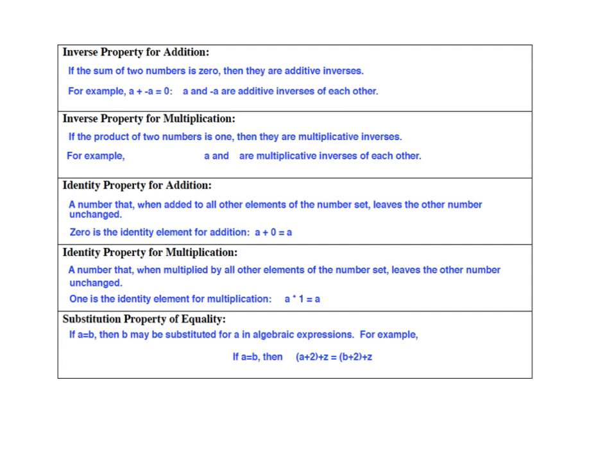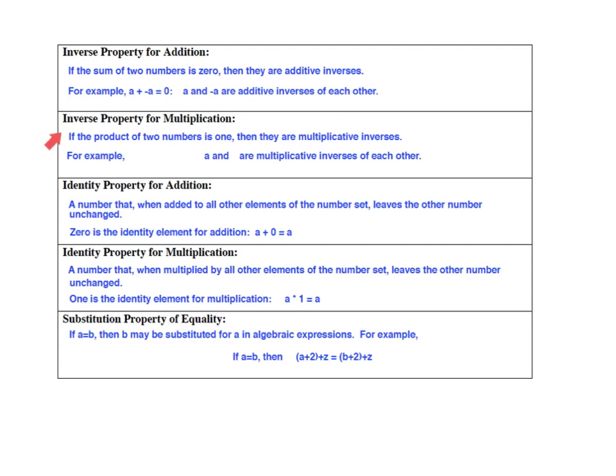There are several properties that go along with real numbers and all the different operations. I have them printed out for you on your sheet. And you can see the inverse property of addition. If the sum of two numbers is 0, then they are additive inverses. For example, a plus negative a is 0. A and negative a are additive inverses of each other.